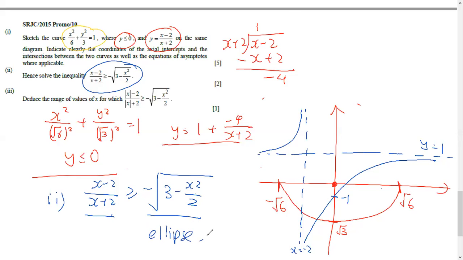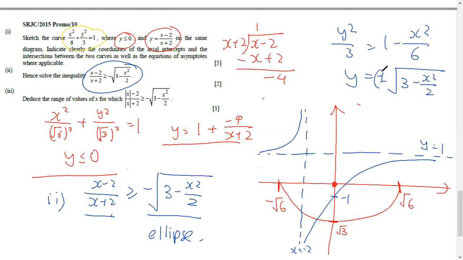All right, so how do we know? We can actually do a quick manipulation. So y squared over 3 is equal to 1 minus x squared over 6. Okay, make y the subject and you will get plus minus square root of 3 minus x squared over 2. There's a plus minus in front, but since we only get the negative part as shown in the graph, we only take the negative part.